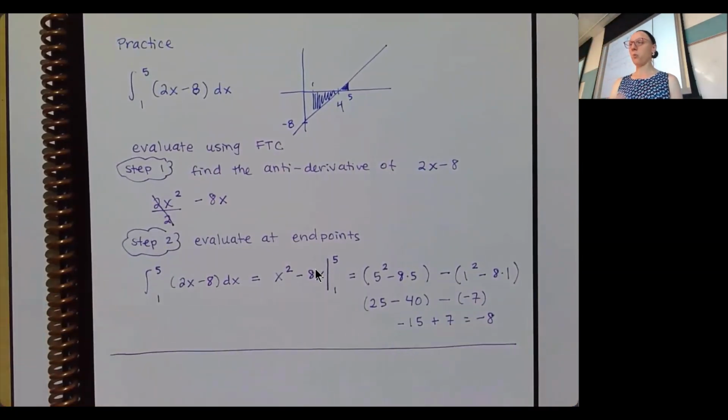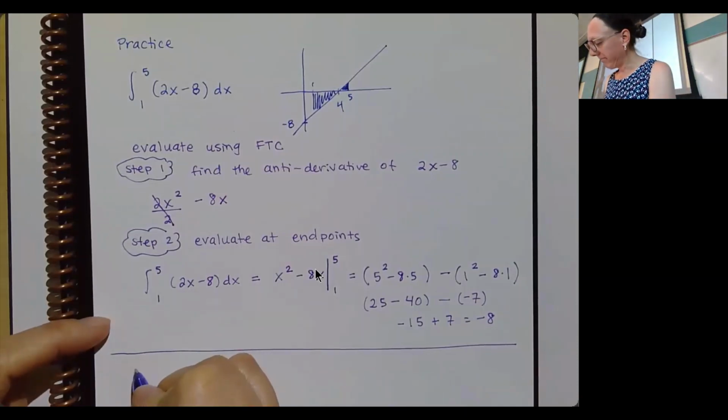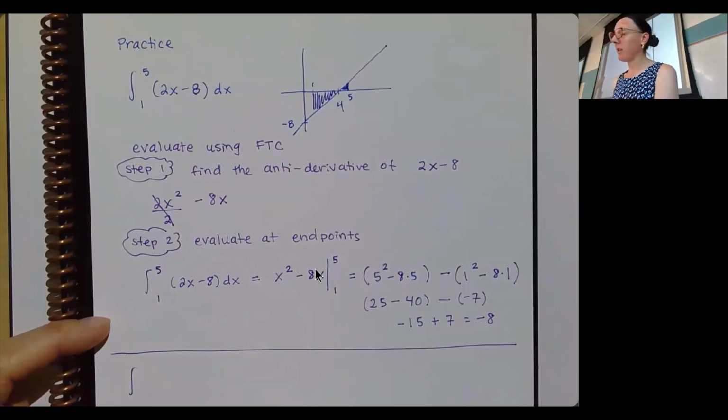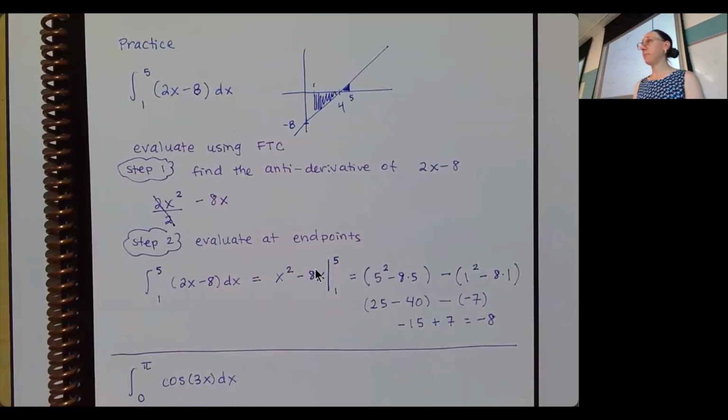I'm going to do one more and then open it up to questions from the homework, if there are any homework questions that you all would like to see me go through. Let's find the integral from 0 to pi. Why not? Of cosine 3x dx.